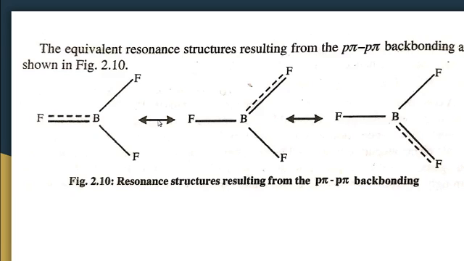So there are three equivalent resonance structures possible for BF3 resulting from p pi back bonding. At a particular time, this fluorine atom back donates non-bonded p electrons to boron. Then at another time, this fluorine back donates electrons to this boron. Then there is another possibility for this fluorine atom to back donate electron pairs to this boron atom through p pi back bonding. So this is the reason for the lower acidity of BF3.